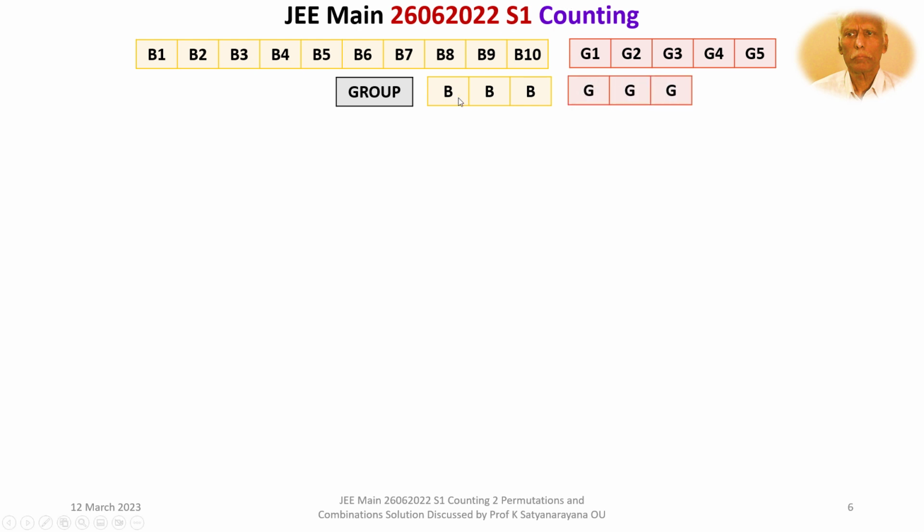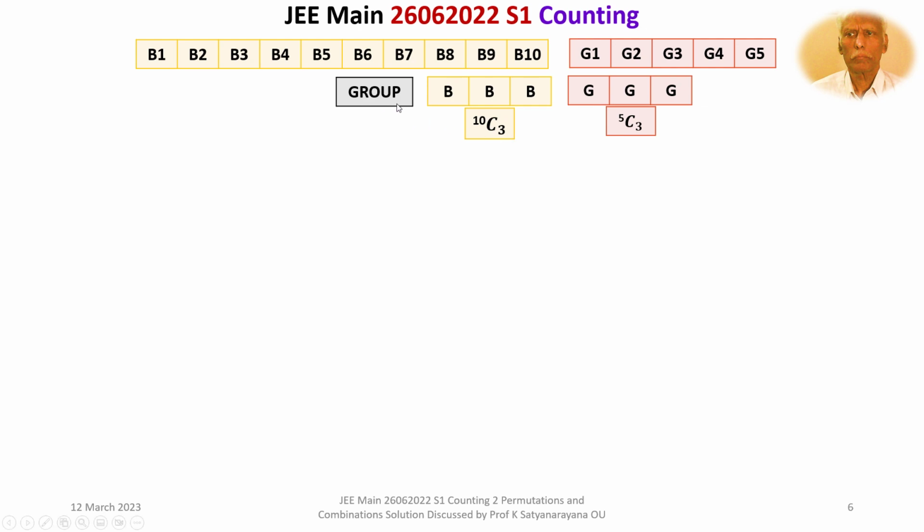So these 3 boys are to be chosen from B1, B2, up to B10. In how many ways? Out of this 10 we have to choose 3. So this can be done in 10C3 ways. Now we have to choose 3 girls from the given 5 girls. This can be done in 5C3 ways.